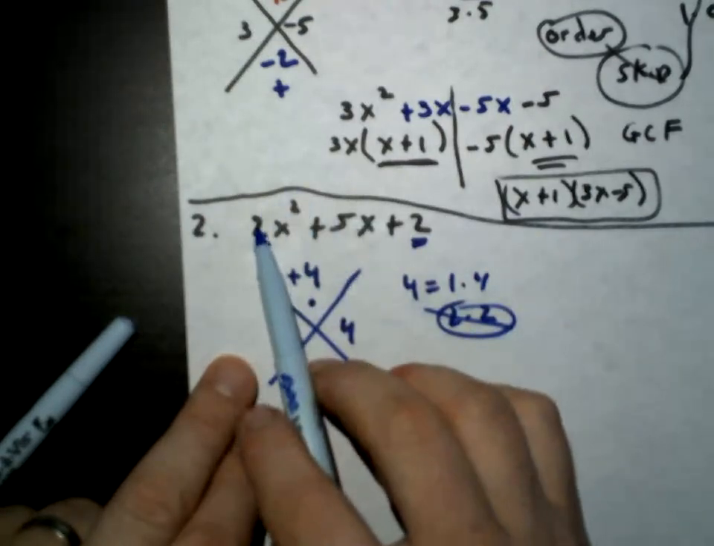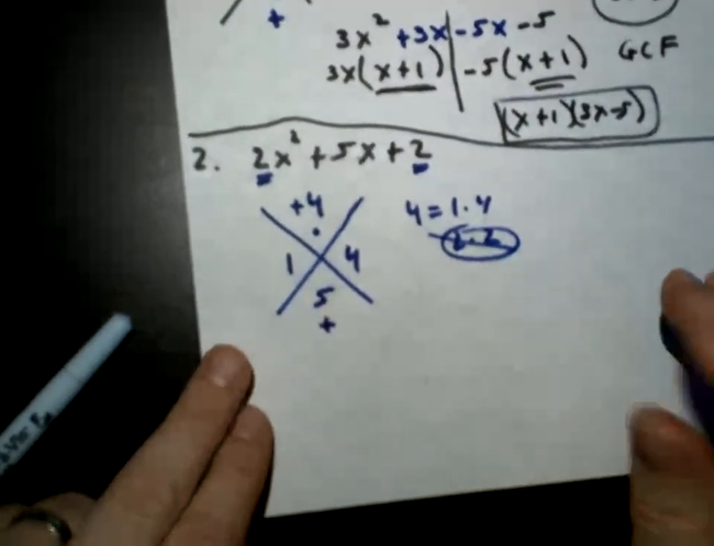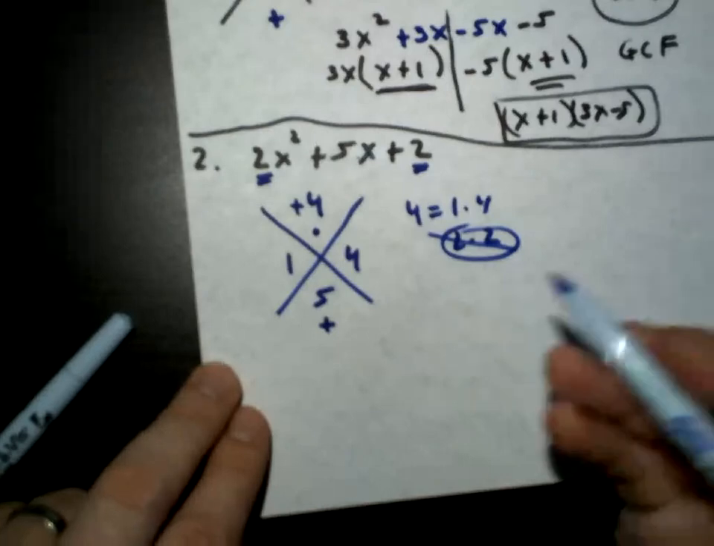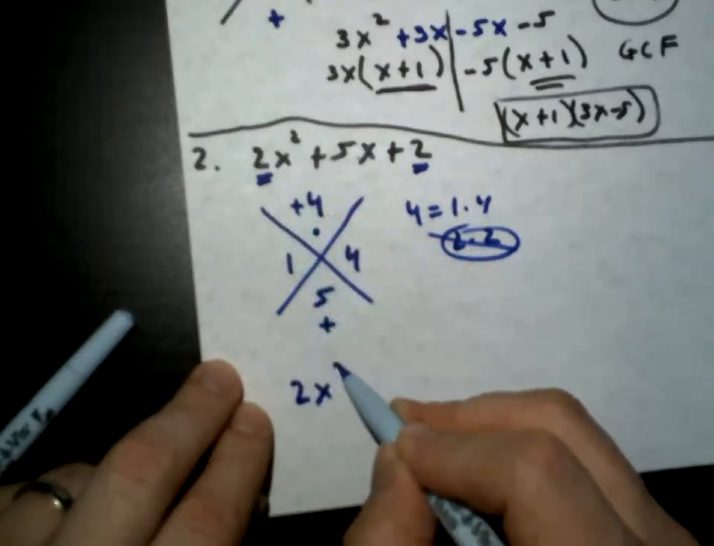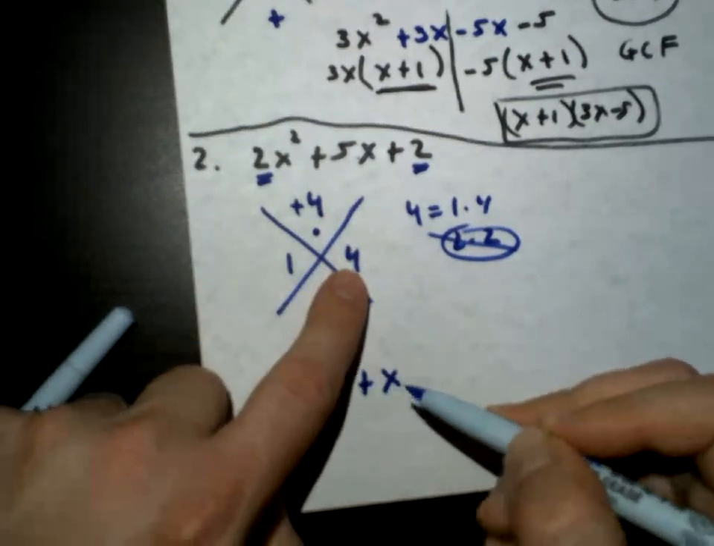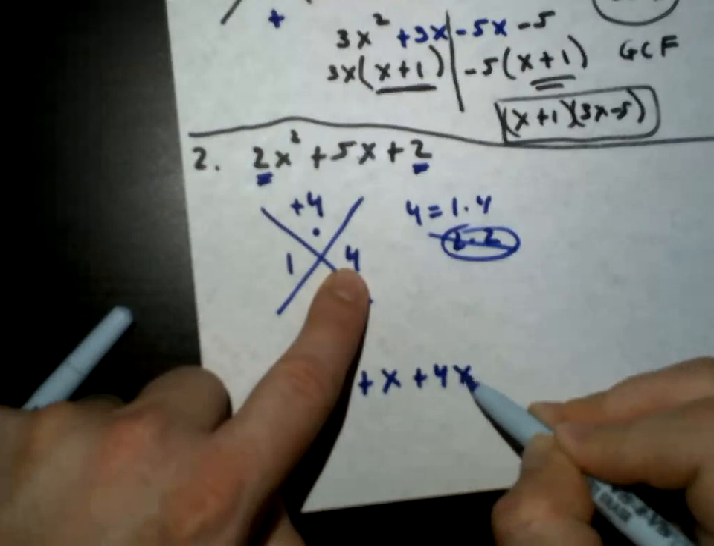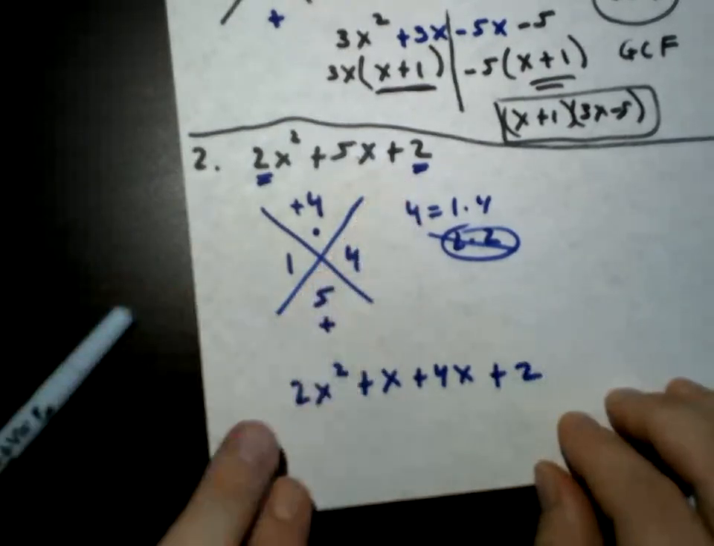So now I have this. I have to be very careful that this is not a 1. This is a 2. So I have to do like the bonus. I call it a bonus feature. So we're going to go 2x squared. I'm going to take that 1x. I'm going to take that plus 4x. And then I'm going to take the plus 2. Do you see how I did that?